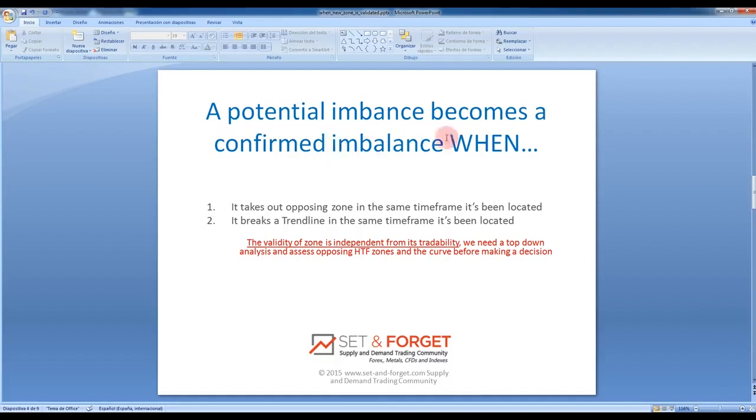A potential imbalance becomes a confirmed imbalance. A potential imbalance needs one of these two things: option one, option two, or both at the same time. If both rules are complied with at the same time, the level is even more powerful.